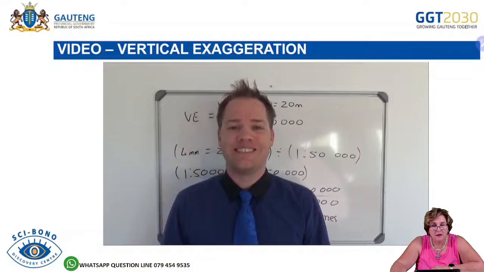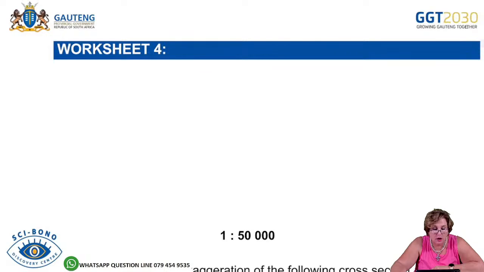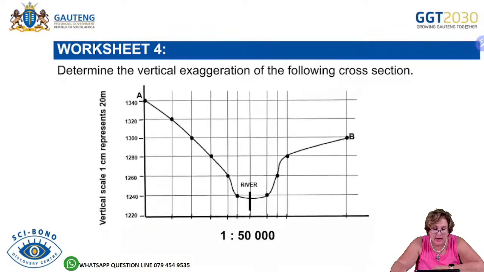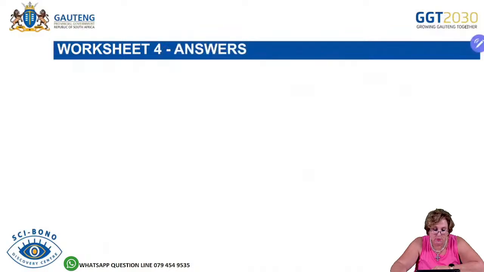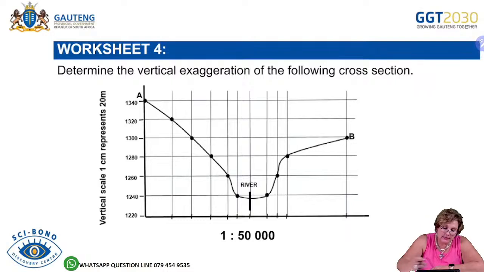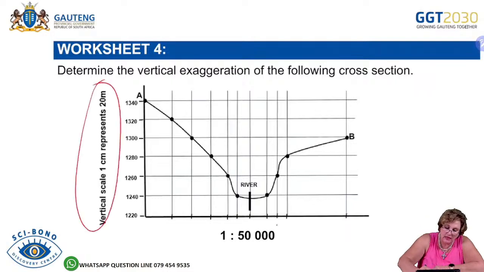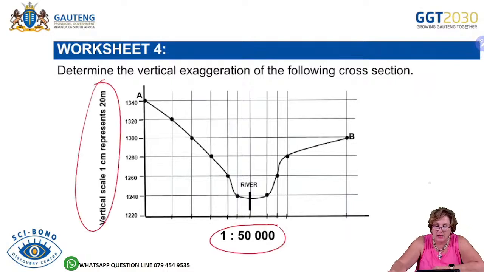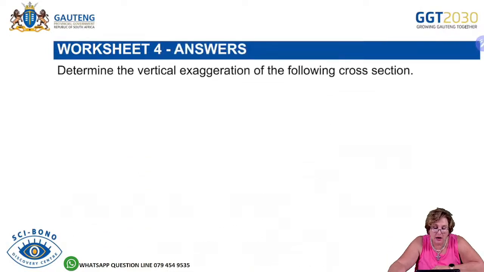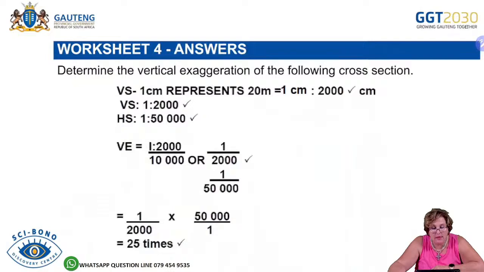You see, it's very important that you know why we have each one of these calculations. Now, for worksheet 4, I want you to determine the vertical exaggeration of the following question. There you can see it's your vertical scale, and then your horizontal scale is also always the bottom one. For time's sake, I'm going to do this one with you. So there it is, my vertical scale.